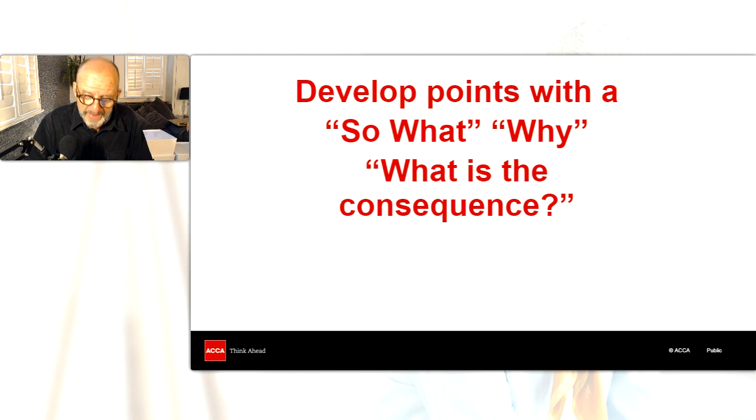Lots of students don't do that, and therefore don't always even get 1 mark because they just regurgitate the point. So try that technique. What else do we need to do?